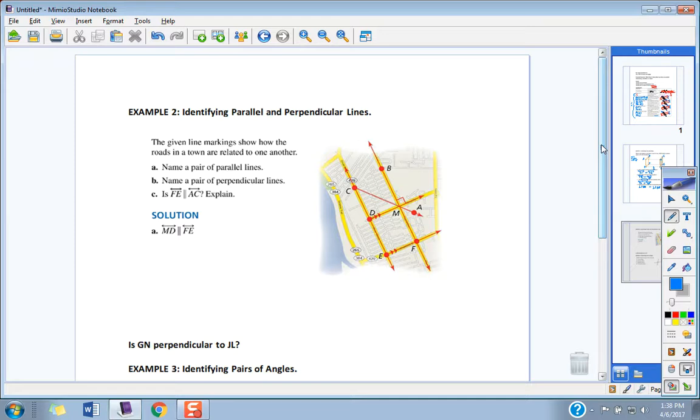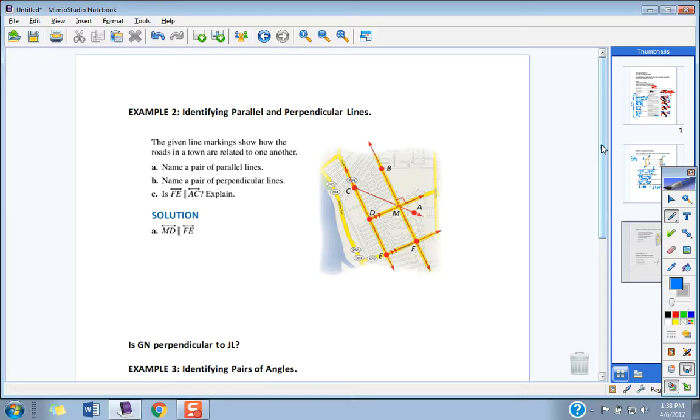So, take a look at your diagram. Part A asks the following. Name a pair of parallel lines. Okay? Is this M right here? DM and EF. Guys, Lauren is saying DM right here is parallel to EF. You guys agree? Yeah. Lauren, what's your justification? The 2 little arrows. Yeah, these arrows indicate that they're parallel.